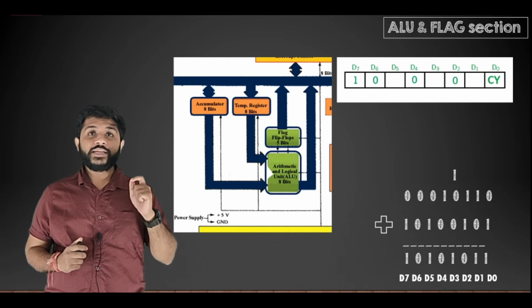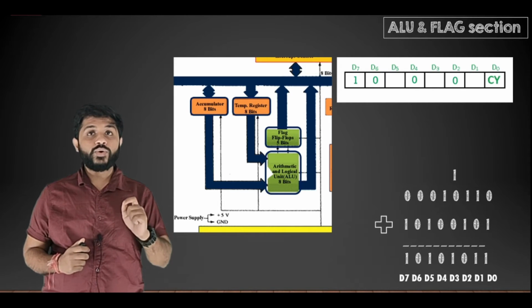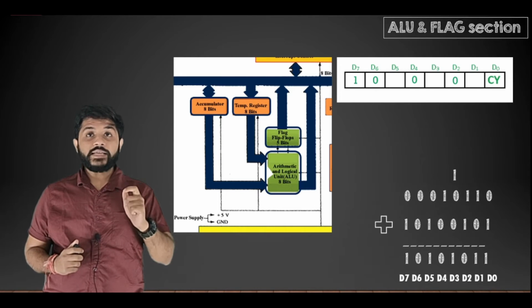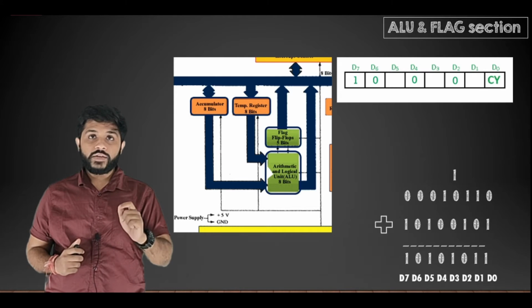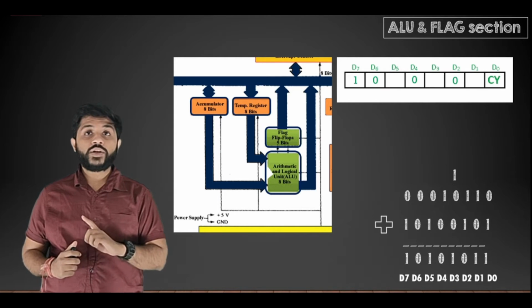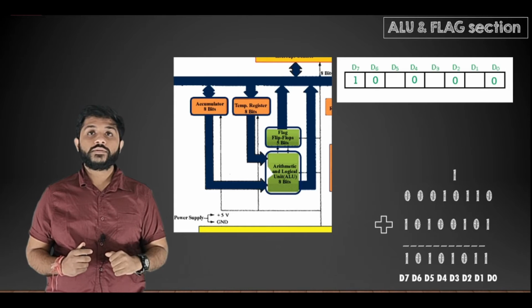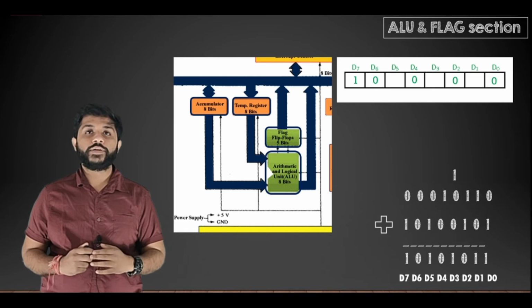So when the carry is generated at the D7 bit, in that case only the carry flag will be set. If we are getting a carry apart from the D7 bit, in that case the carry will not be set. So right now the carry flag will be reset because carry is not generated at the D7 bit.